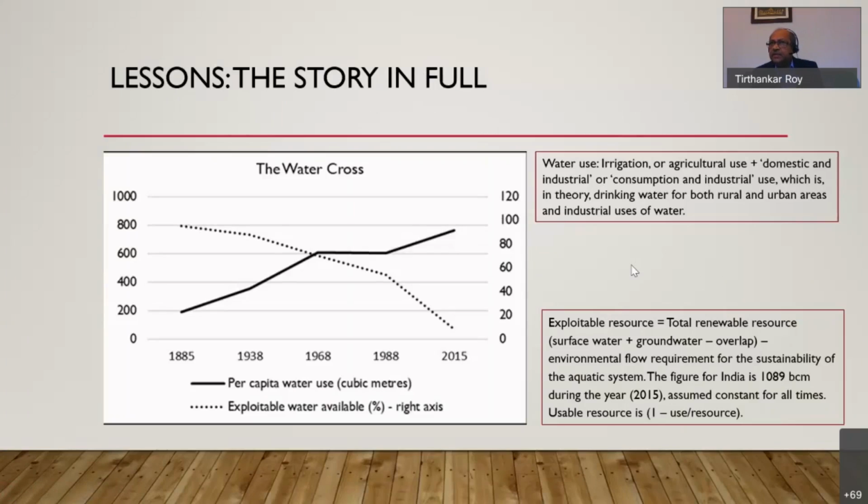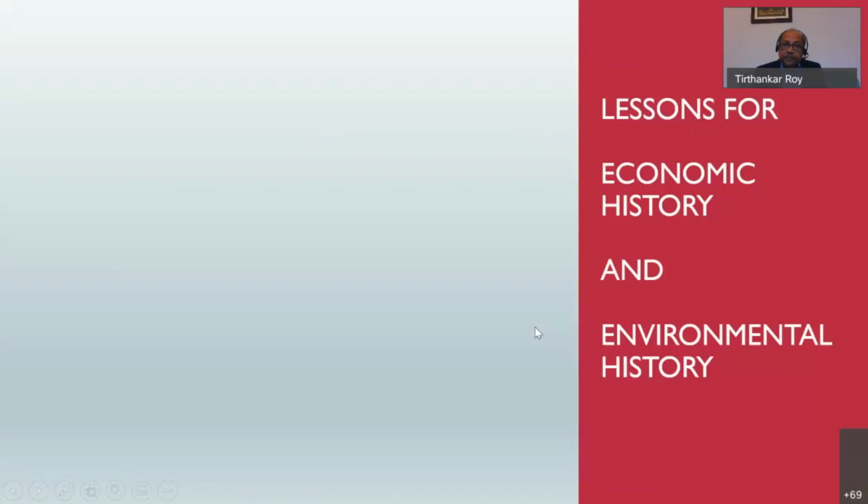In many countries, many regions of the world, you might see a similar water cross, but what is really worrying is the slope of these lines, and how close to the x-axis you are in terms of exploitable water available. And on both these counts, South Asia is doing very badly.